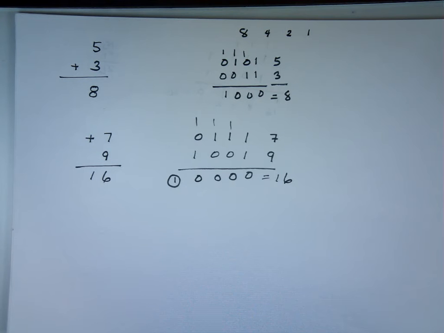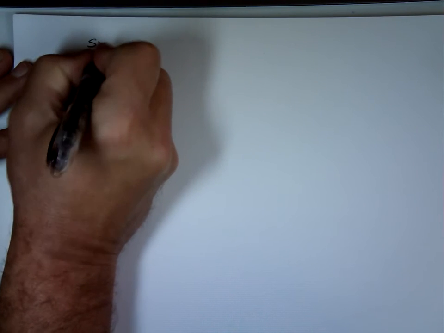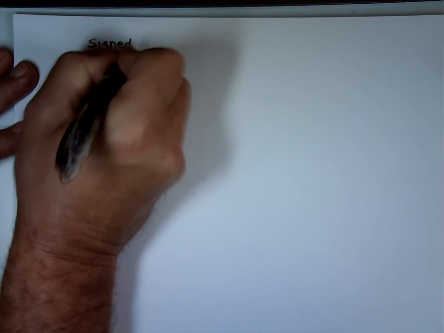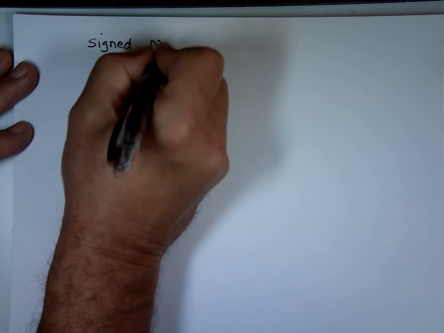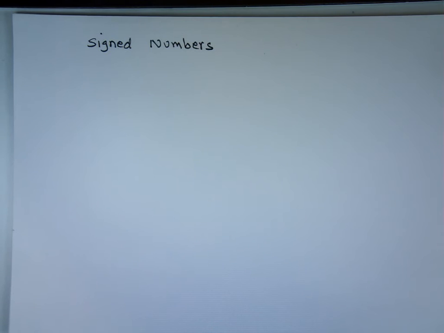Now, what about if you have negative numbers? Negative numbers. So signed numbers. Now we can go ahead and build a subtractor. But if you look at any of these computers, there is no subtractor. We use an adder to subtract for us.